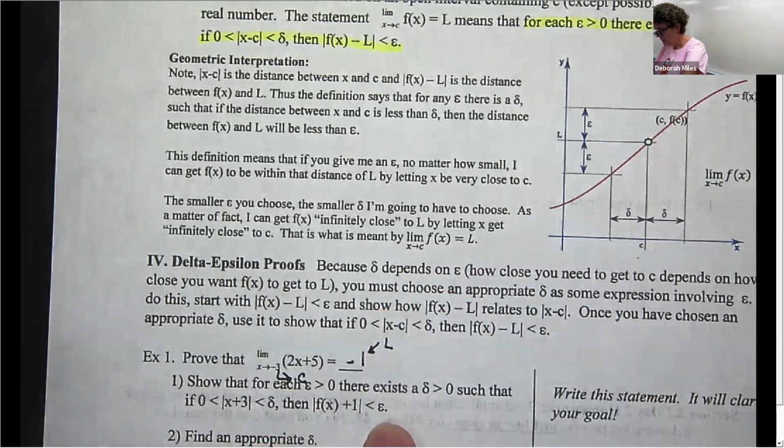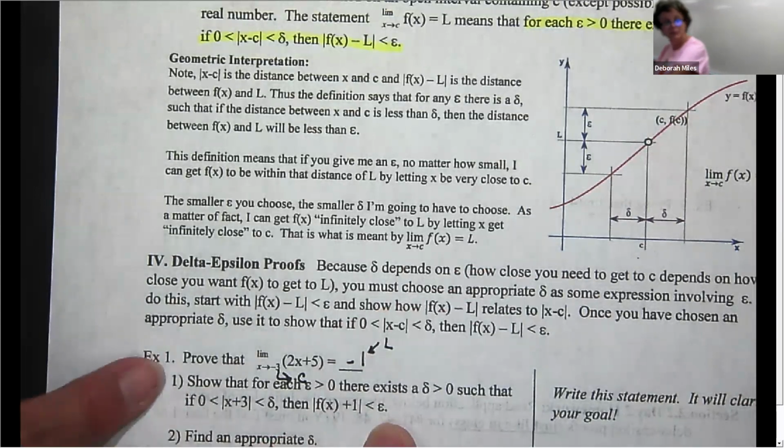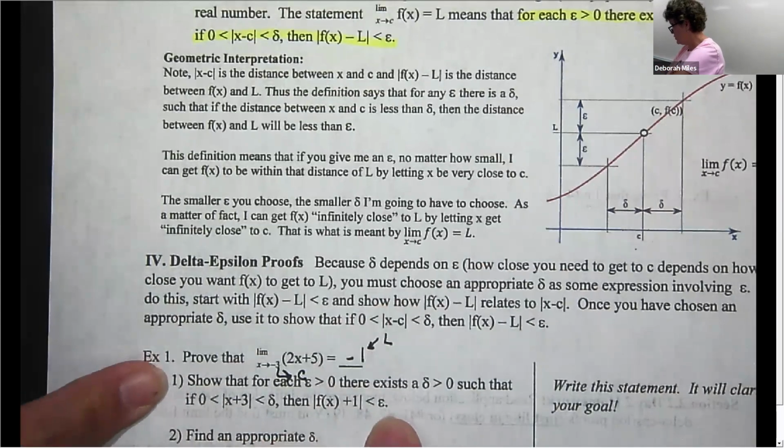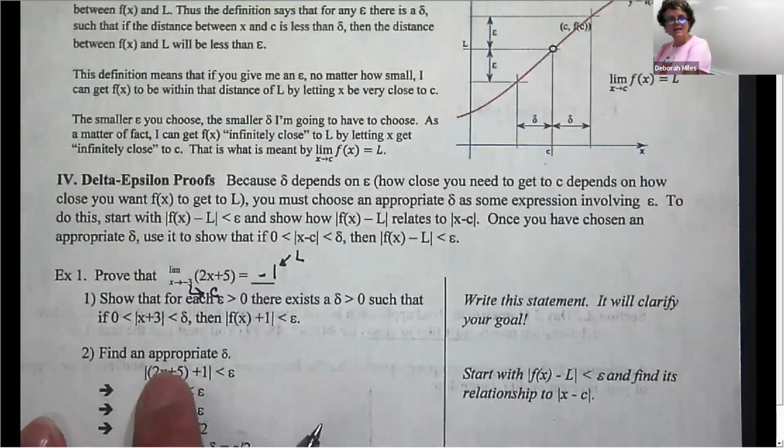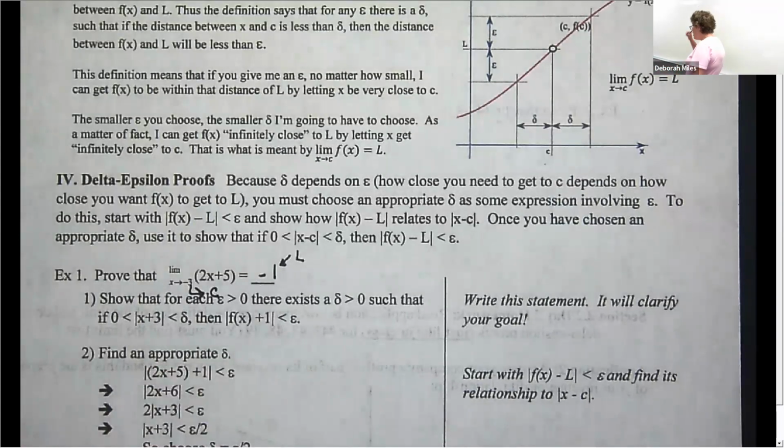On the test, if this is a 5-point problem, then that's probably 2 points for knowing your definition and stating what it is that you're trying to prove. Step 2 is find the delta. Find out how much your rifle barrel can wiggle in order to be as close to the bullseye as the judge says you have to be.